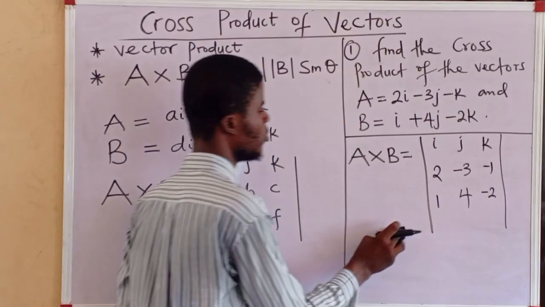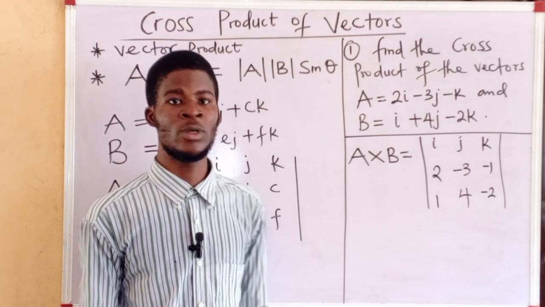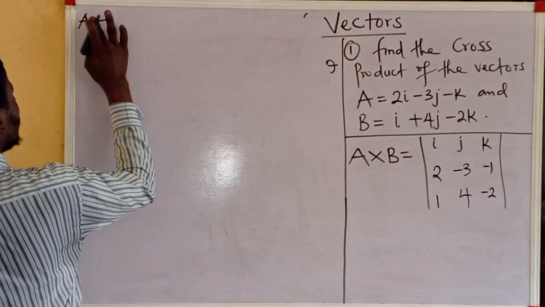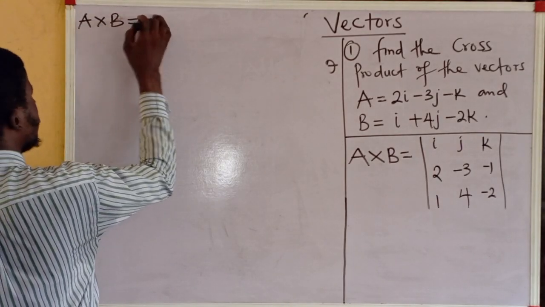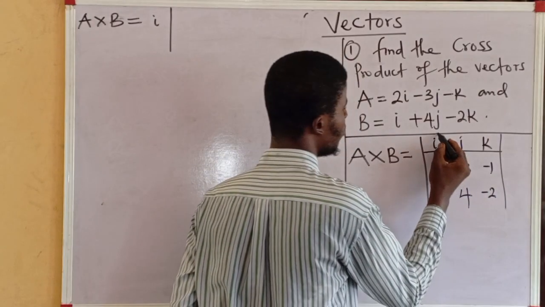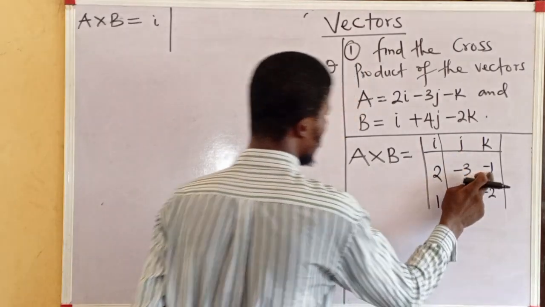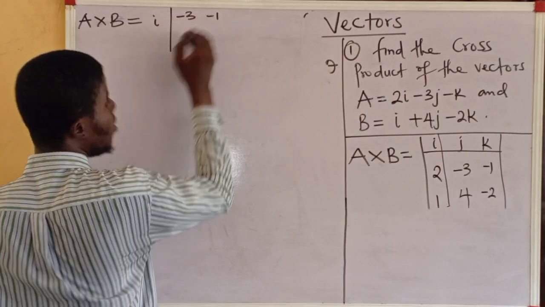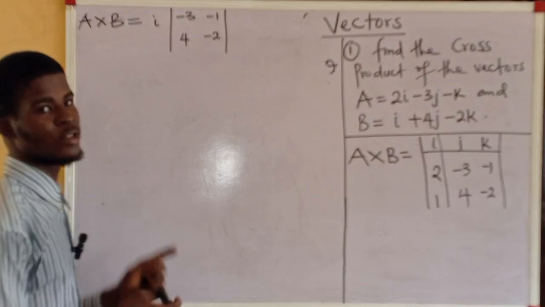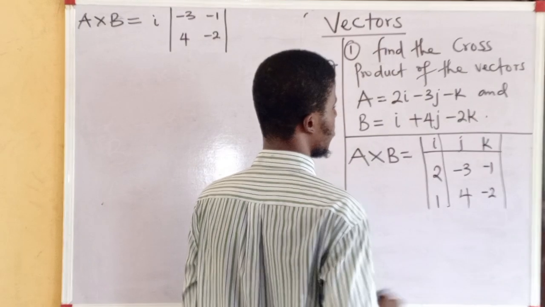This is an opportunity for you to learn how to determine the determinant of a 3 by 3 matrix, if you are not used to it or didn't know it before. The first entry there is I. Eliminate the first row and the first column. What do we have left? This is what we have left: -3, -1, 4, -2. This is now a 2 by 2 matrix, so we evaluate its determinant. Now we are done with this first part.